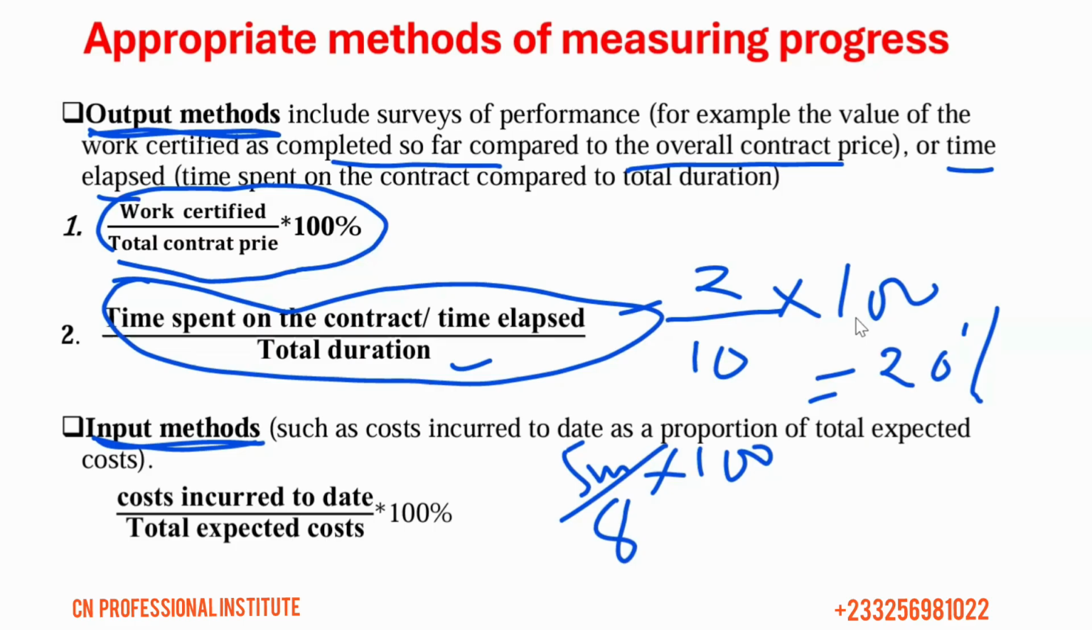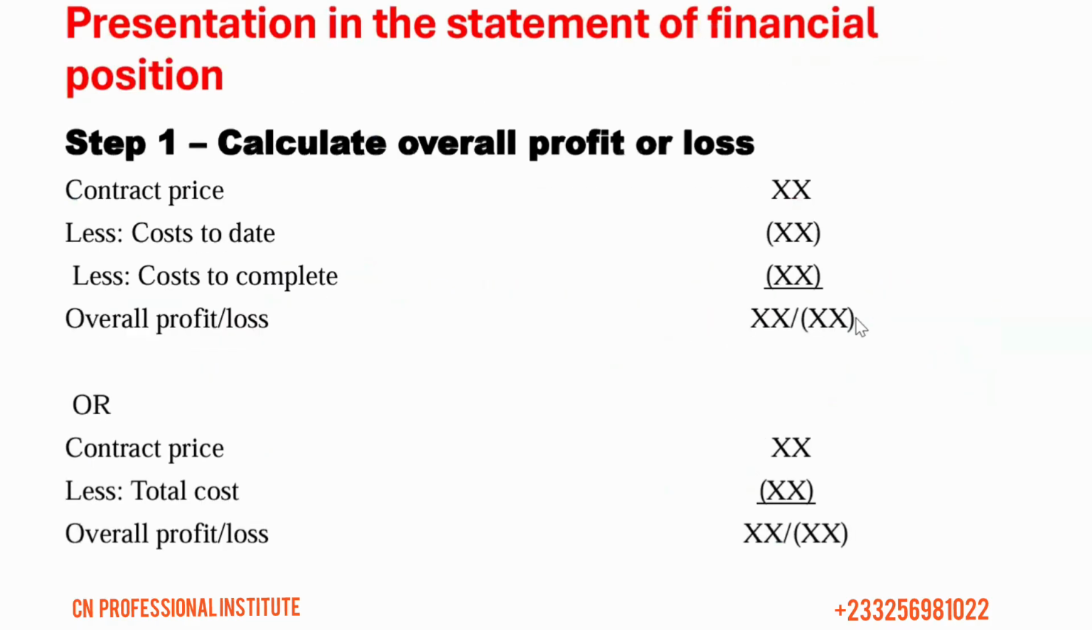We have two methods, the input and the output. Sometimes the question will tell you which one to use, whether to use the input or the output, or sometimes the question will be silent. Now, presentation in the financial statement, we are still looking at performance obligation over time. I give an example, as you building a house for your customer. If that will take 5 years, 6 years, 7 years, 8 years to complete, then it's likely that performance obligation will be over time.